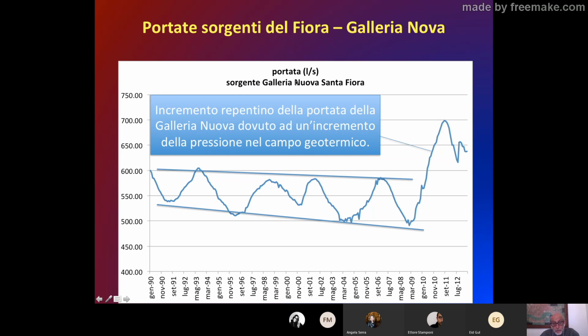Remember that this aqueduct, which is mainly based on the water from the springs, brings the water to the provinces of Siena, but mainly, sorry, I'm wrong, Viterbo and Grosseto. And it brings water, particularly in the summer, to the whole coast of Tuscany, of southern Tuscany.